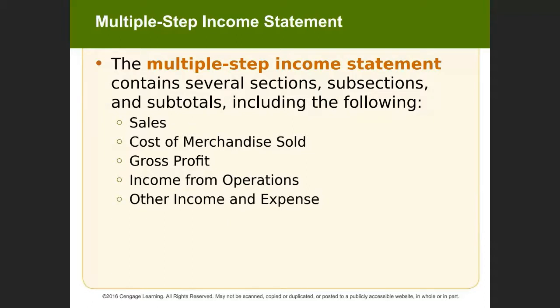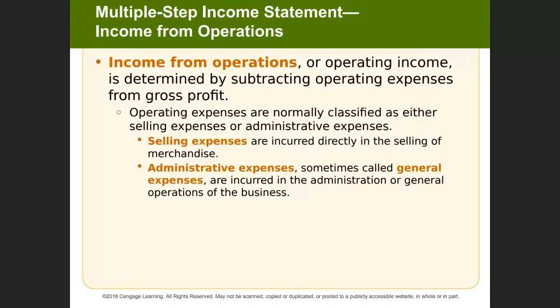The multiple step income statement, you can also call it the multi-step income statement, contains several sections, subsections, and subtitles that include sales, cost of merchandise sold, gross profit, income from operations, and other income and expense. So when looking at income from operations, also known as operating income, it's determined by subtracting operating expenses from gross profit. Operating expenses are normally classified as either a selling expense or an administrative expense.